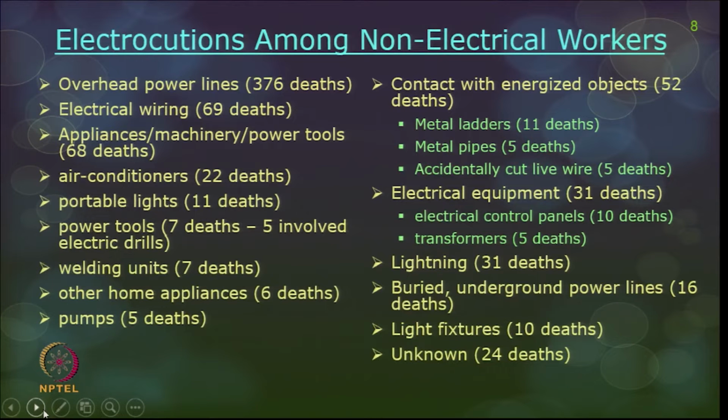Among electrocutions of non-electrical workers, overhead power lines rank number 1. In overhead power lines also, there are a lot of issues: operating cranes or other excavating equipment, and ladders, can all be sources of contact with overhead power lines. Electrical wiring, 69 deaths. Appliances, machinery and power tools, 68 deaths: air conditioners, portable lights, power tools, welding units, other home appliances, pumps. Then contact with energized objects, metal ladders, metal pipes, accidentally cut live wires, electrical equipment, lightning, buried underground utilities, light fixtures and unknown. Even though the reasons for electrocution among electrical and non-electrical workers resemble each other, the number of reported cases in the two categories is different.